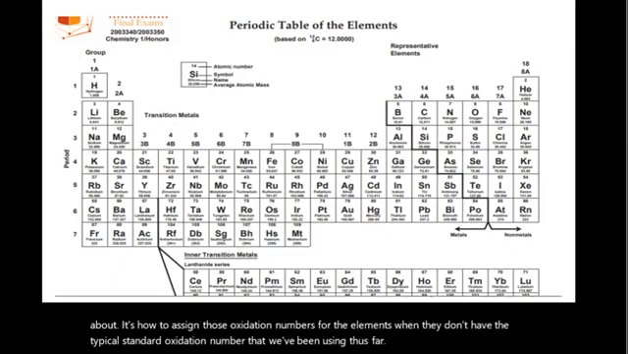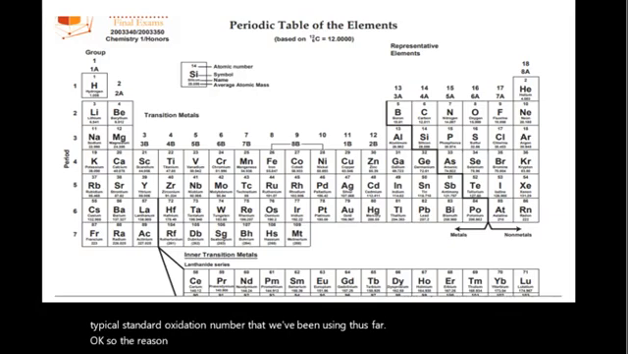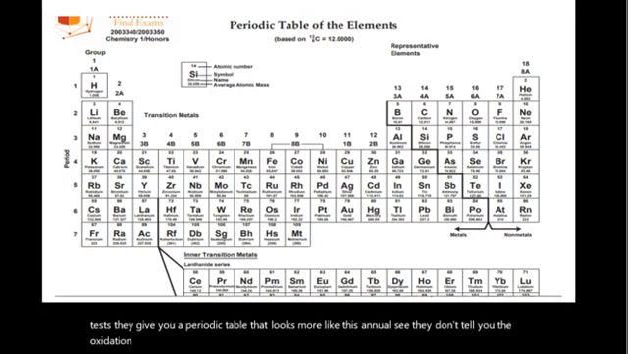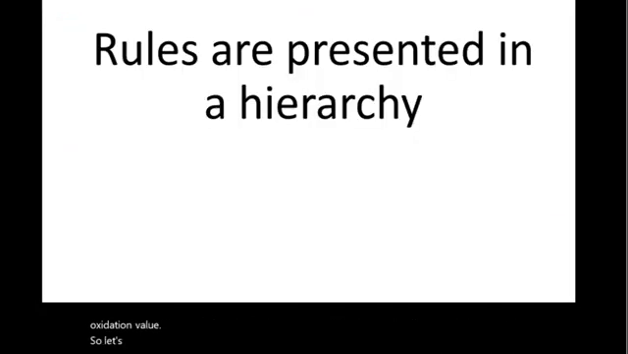Okay, so the reason we need to know how to do that is if you'll notice on normal standardized tests, they give you a periodic table that looks more like this, and you'll see they don't tell you the oxidation numbers on this form. So that means they expect that you do know how to assign the oxidation value. So let's look and learn how to do that.